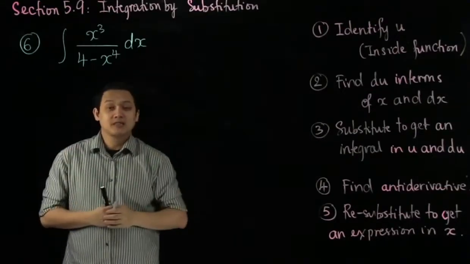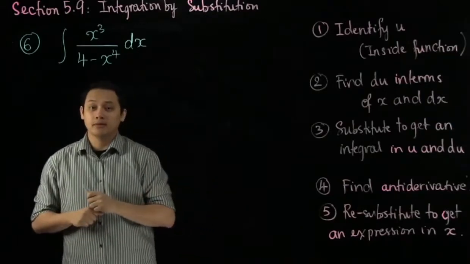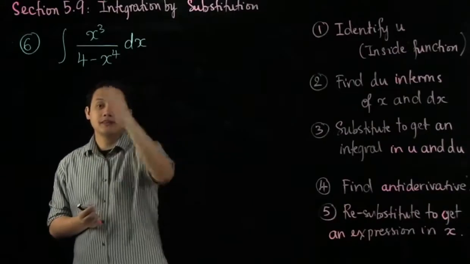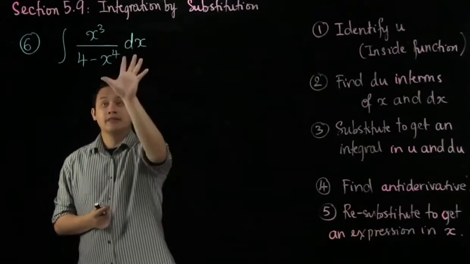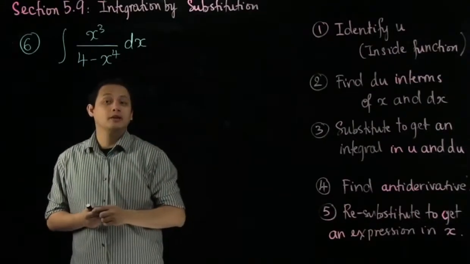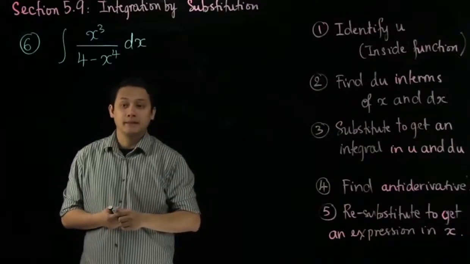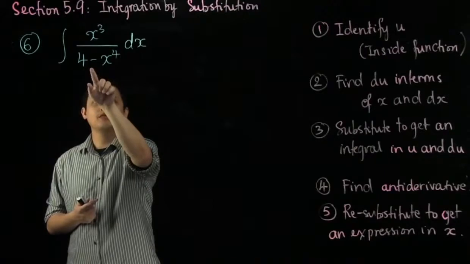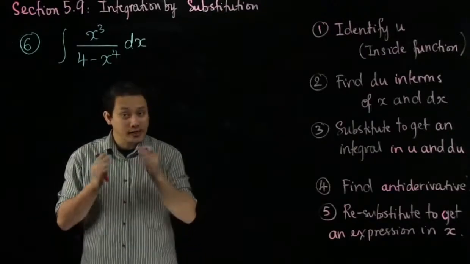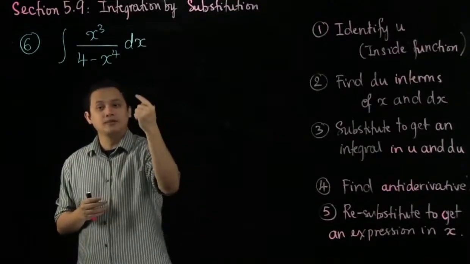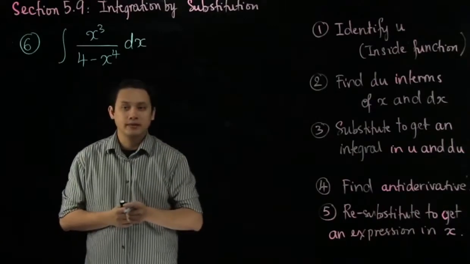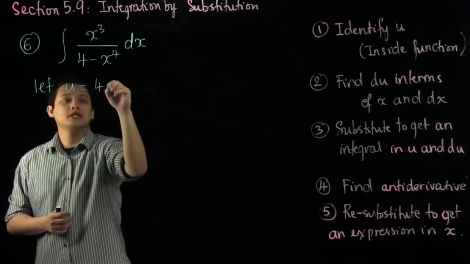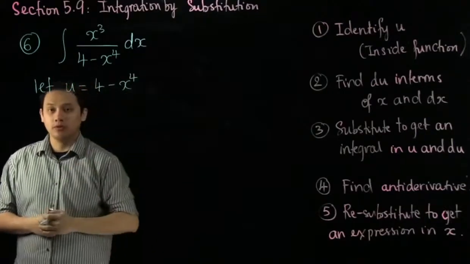For number 6, it's very similar to the steps we did in problem number 5. This is a fraction, and usually for this type of integral, the denominator is the inside function. Another way to look at this one more time: when you look at 4 minus x to the 4th and you take the derivative of that, you have something related to x cubed. So let u equal the inside function 4 minus x to the 4th.